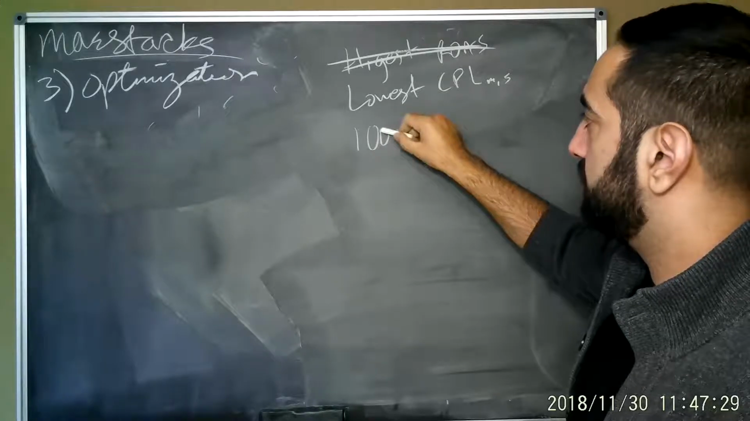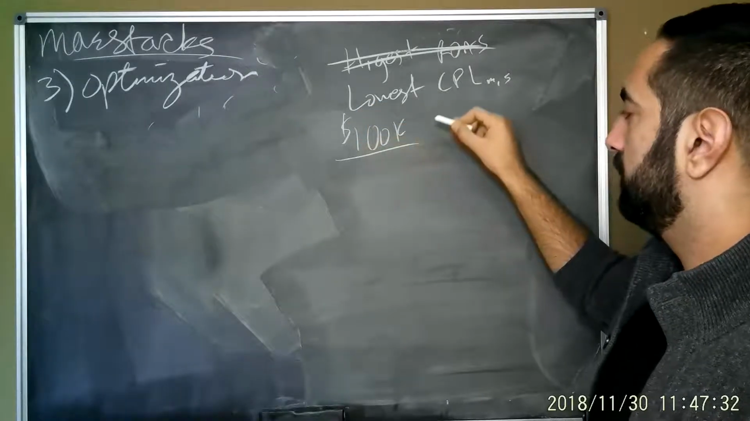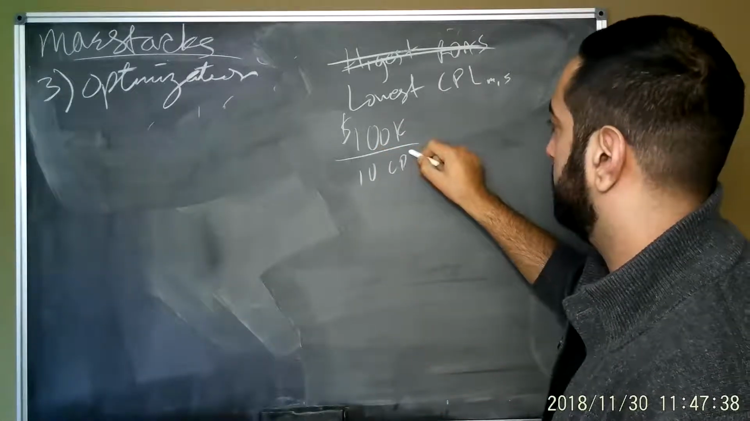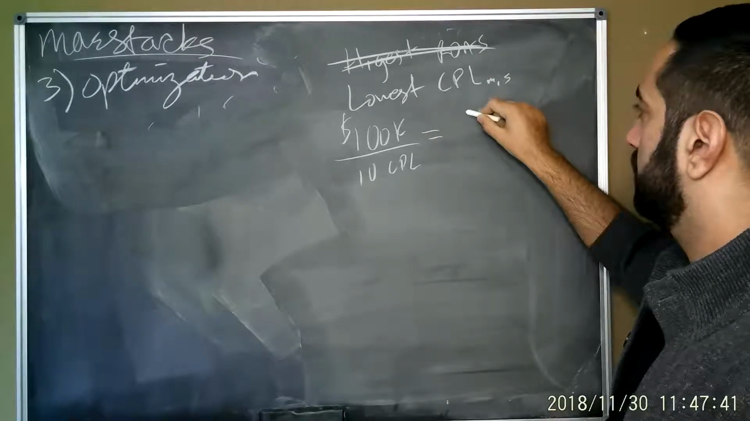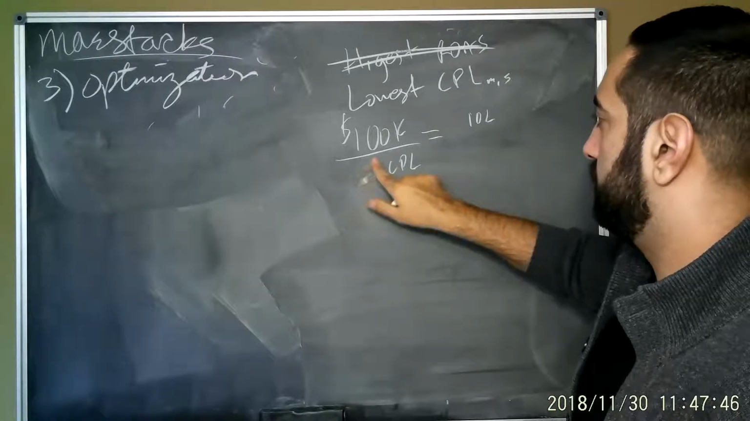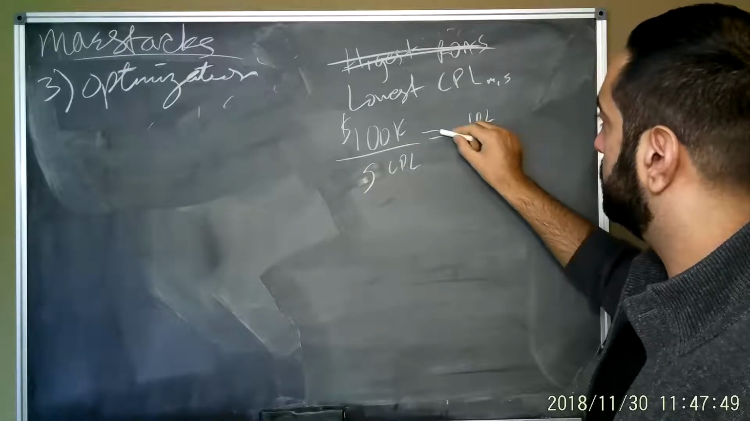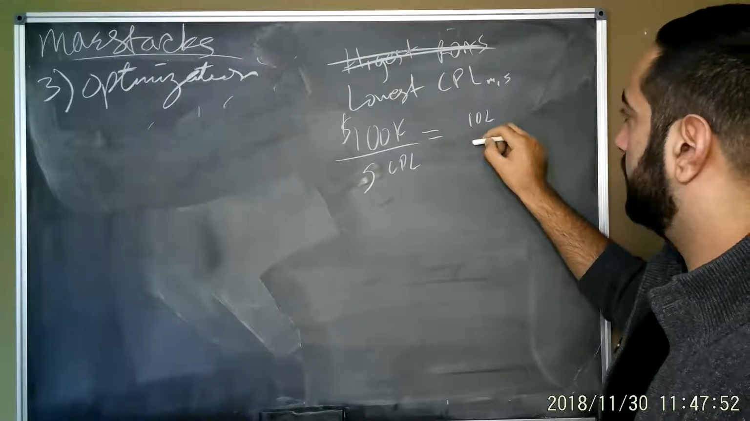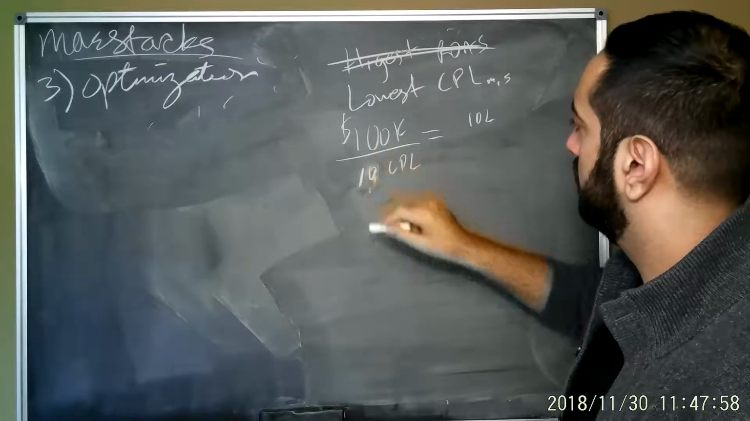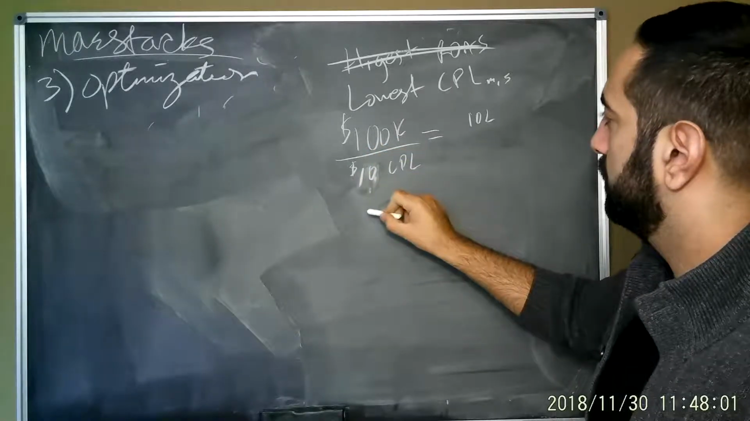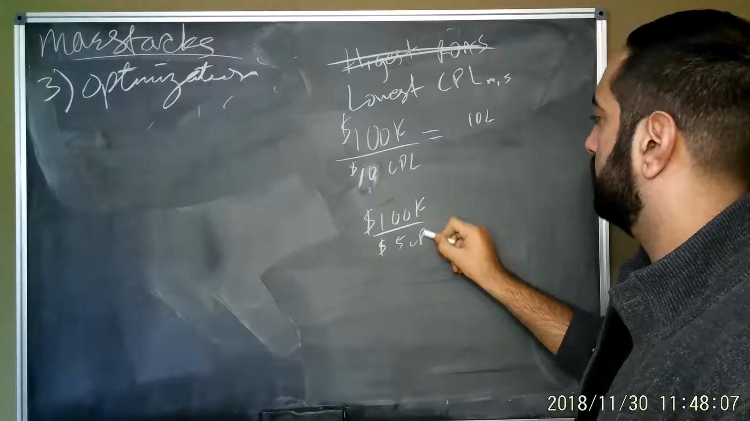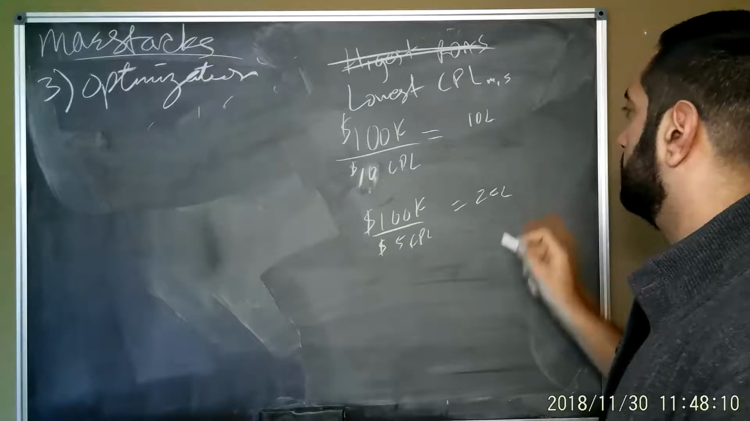If you were spending $100,000 in a year and it costs you $10 CPL, you're going to get 10,000 leads. If it costs you $5, you're going to get, it's a bad way to write it. You're going to get $5 cost per lead. You get 20,000 leads.